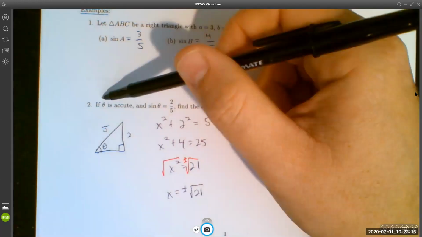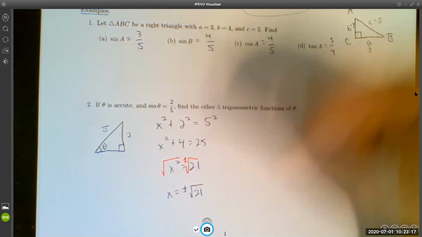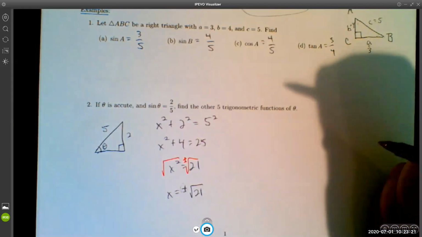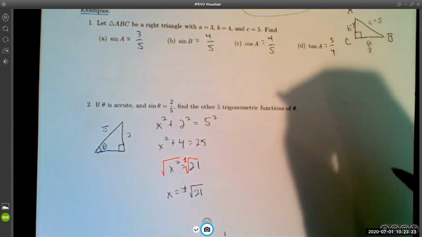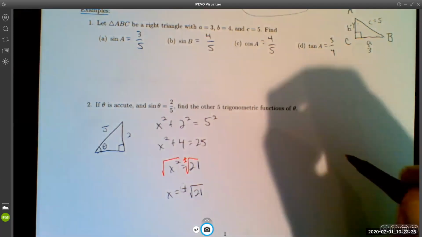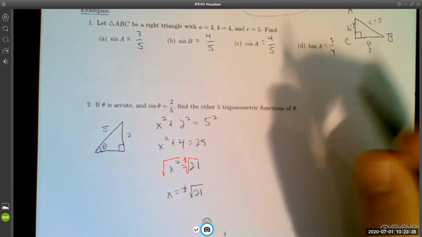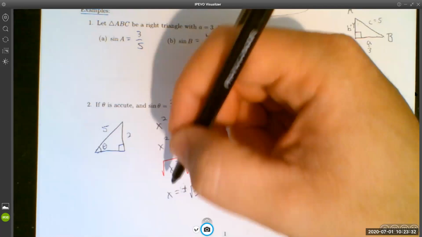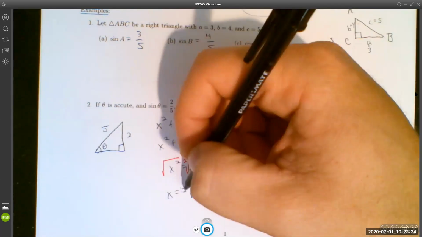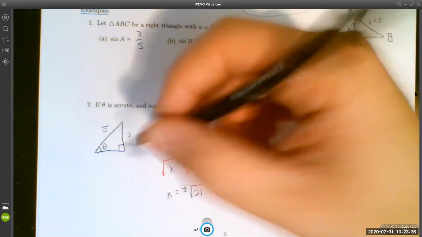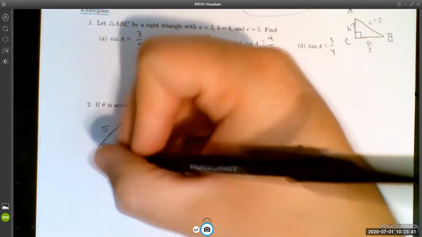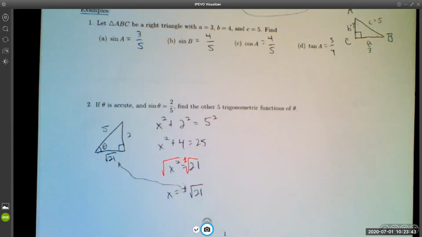If theta is acute, then we're going to be using the positive version. Later on, we'll talk about what happens when theta is not acute. Not that you've never seen this before, because you've all taken trig. But if theta is not acute, then we have a little bit of deciding to do here, so we'll review that a little bit. But anyway, now we know that x is square root of 21.